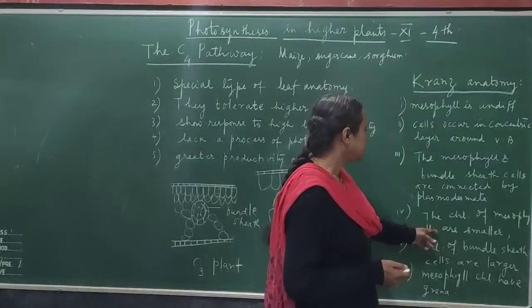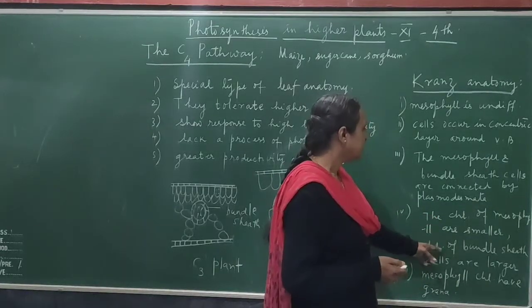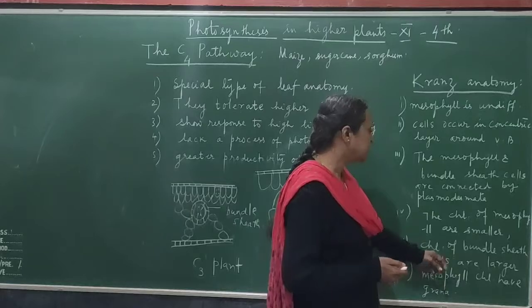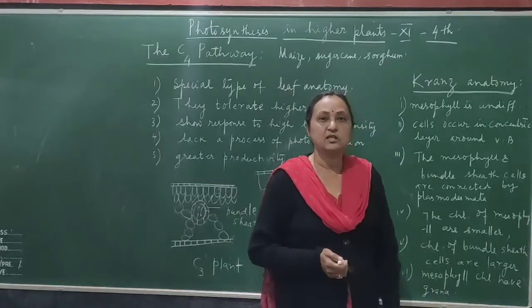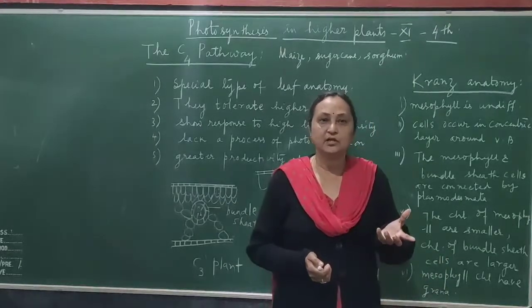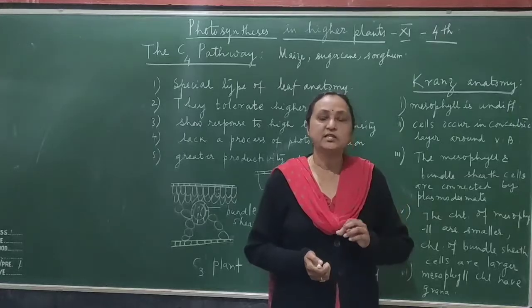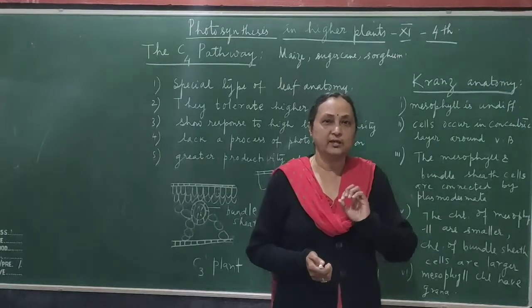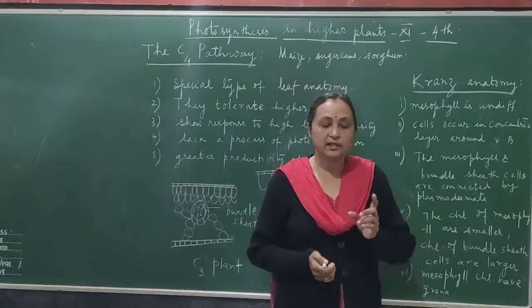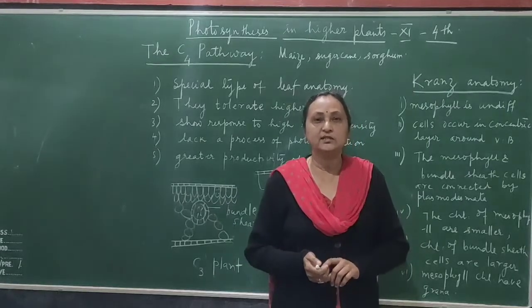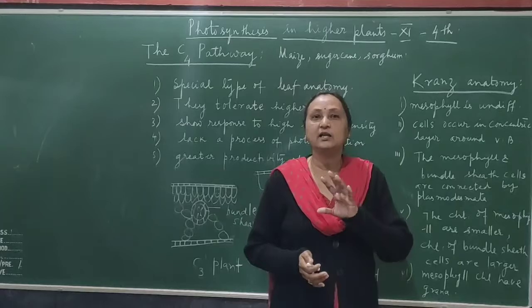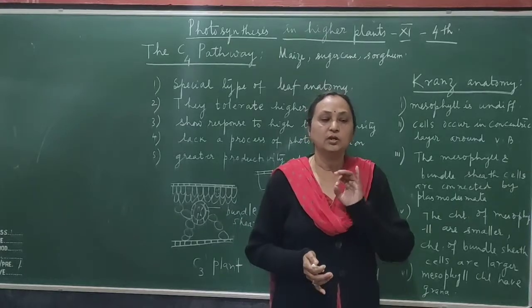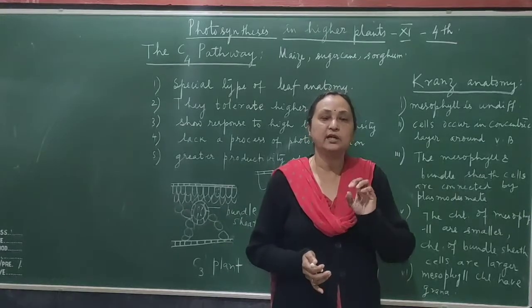The chloroplasts of the mesophyll are smaller, whereas the chloroplasts of the bundle sheath cell are larger. Here you can see the chloroplast is different. In the mesophyll cell, the chloroplast has grana and stromal lamella, both present. Whereas the chloroplast in the bundle sheath cell does not have grana. Only the stromal lamella is there.